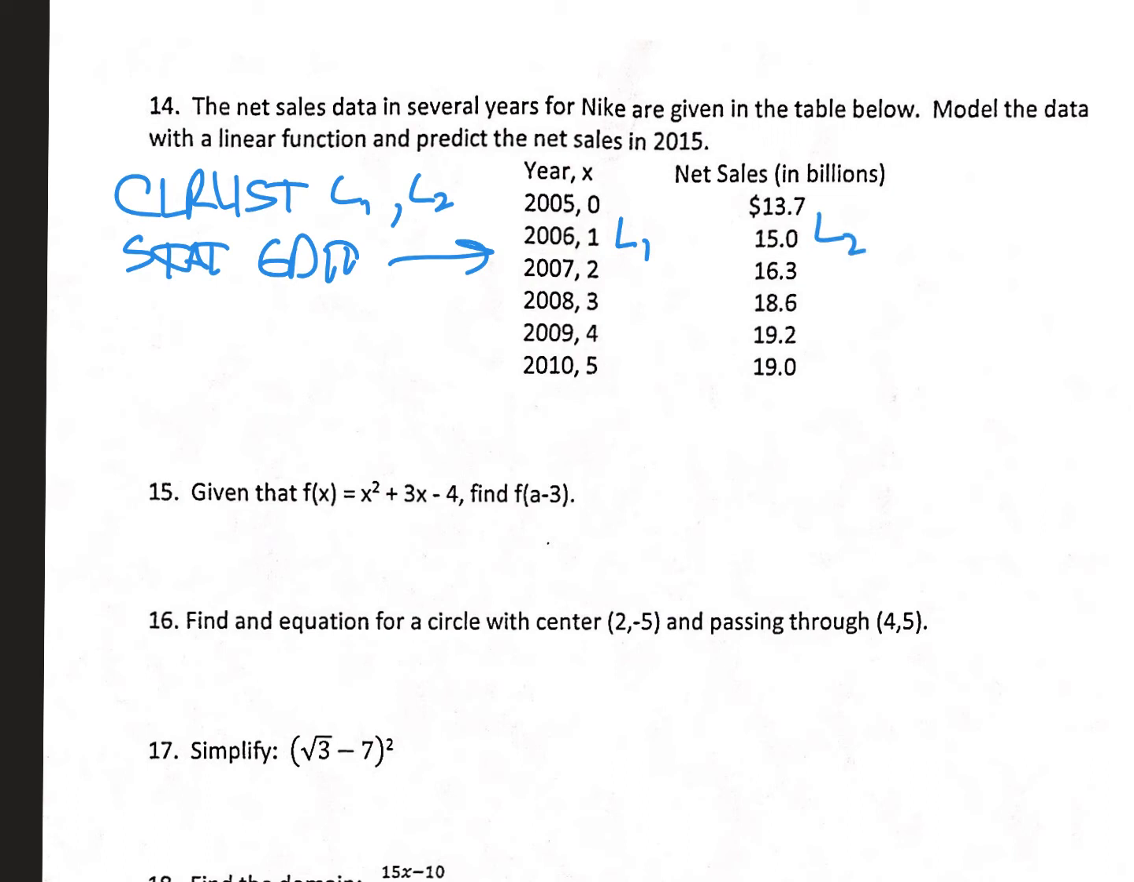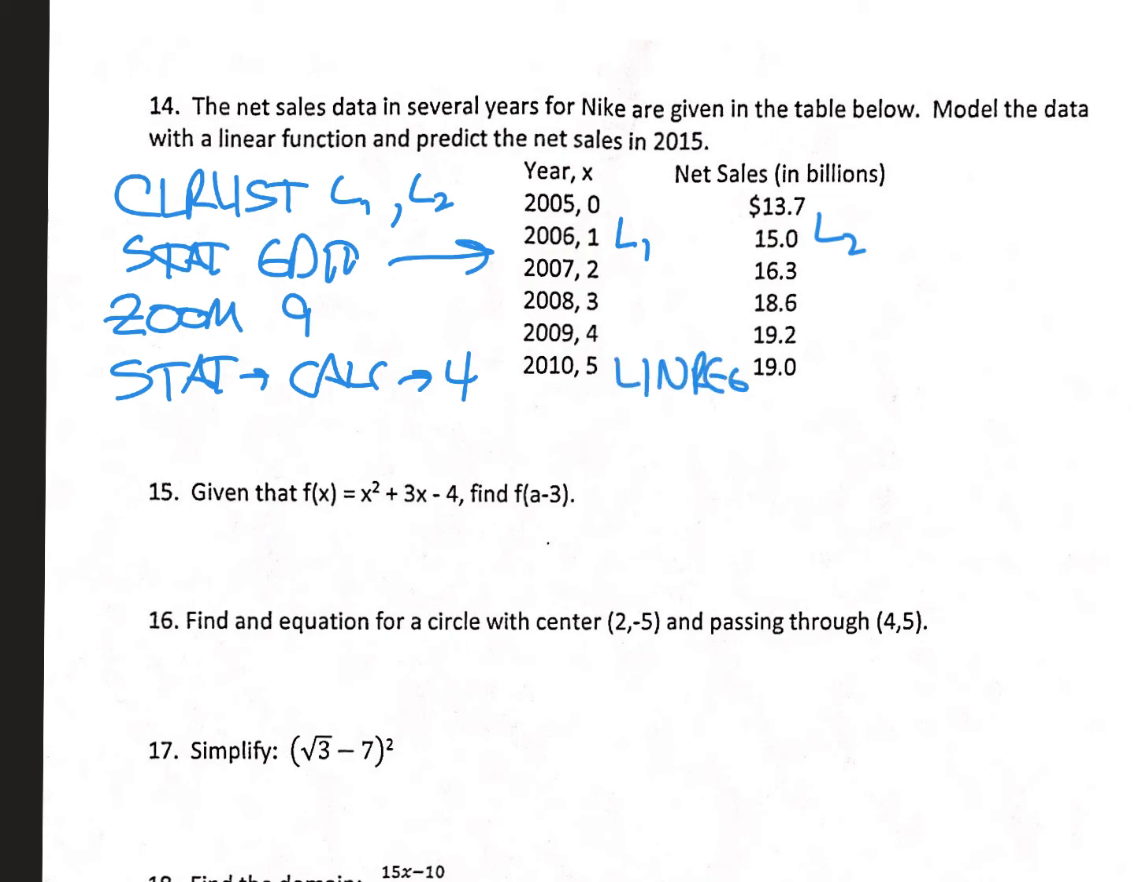As soon as I get that done, I'm going to go to Zoom 9. Zoom 9 draws your picture for you. Just copy your picture down on your paper. Then go back to Stat again, except this time go to Stat, Calc, 4, which is LinReg. And write your equation out. I gave you these answers in class. I'm not going over the answer, I'm just giving you steps here.